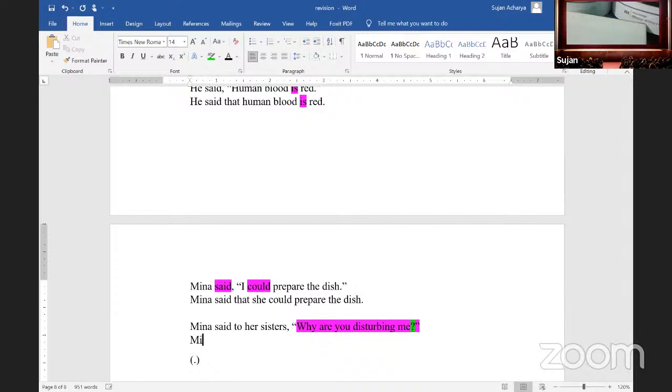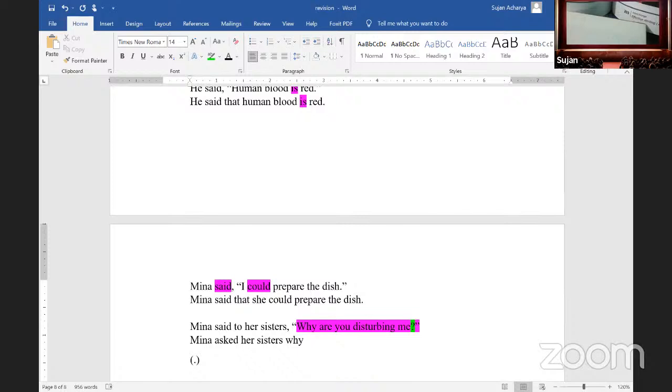Meena said to her sisters, "Why are you disturbing me?" Now, "why are you disturbing me" is a question sentence, so you can write asked. Meena asked her sisters, "Why are you disturbing?" Which tense? Present continuous. Now it has to be changed into past continuous.